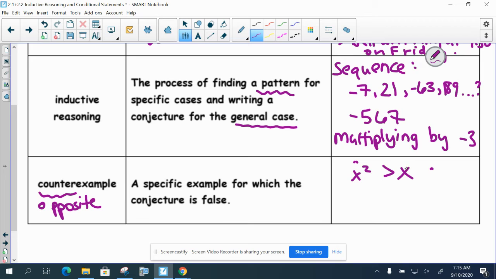Because let's say x is 2, then x squared is 4. If x is 3, then x squared would be 9. So what would be a counterexample to this?